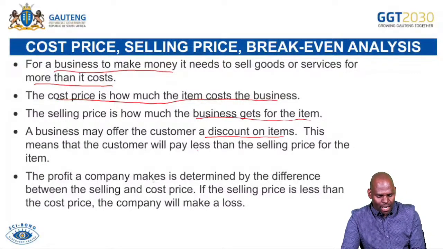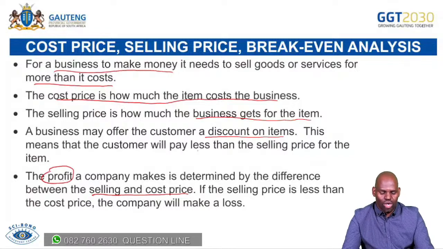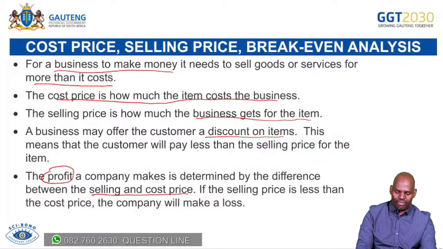The profit a company makes is determined by the difference between the selling price and the cost price. So in other words, profit is the difference of the selling price and the cost price. If the selling price is less than the cost price, the company will make a loss. So in order for a company to make a profit, it simply means the selling price of an item must be more than the cost price of the item. If that is not the case, you are not going to make any profit.